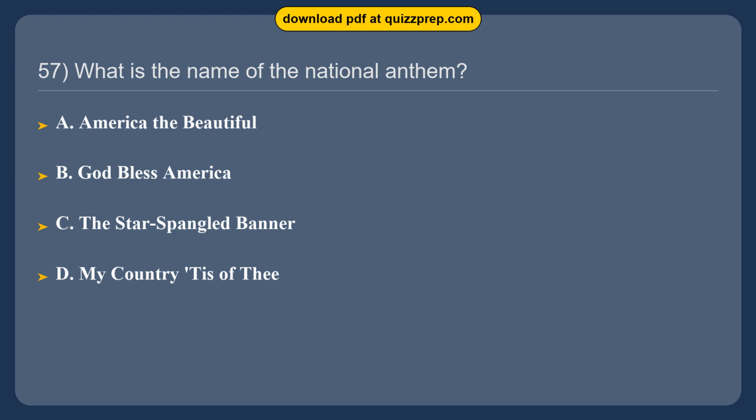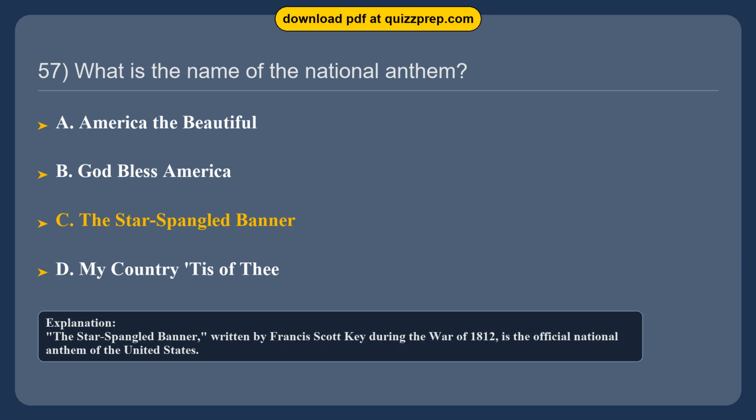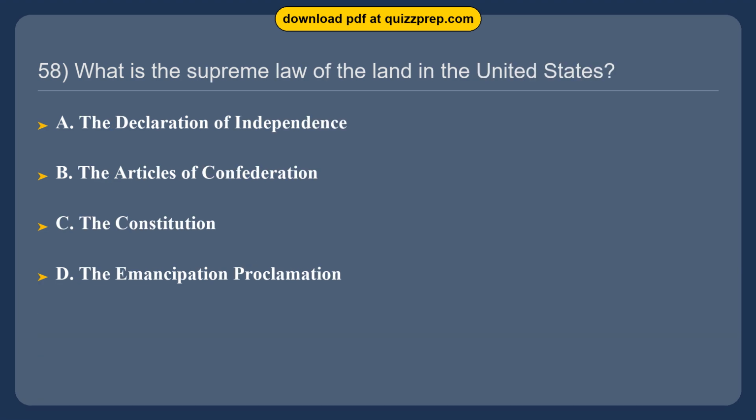Question 57. What is the name of the national anthem? Option A, America the Beautiful. Option B, God Bless America. Option C, the Star-Spangled Banner. Option D, My Country, 'Tis of Thee. The correct answer is option C, the Star-Spangled Banner. The Star-Spangled Banner, written by Francis Scott Key during the War of 1812, is the official national anthem of the United States.